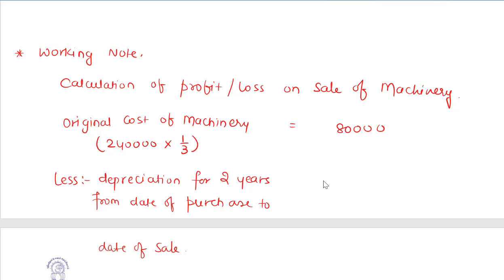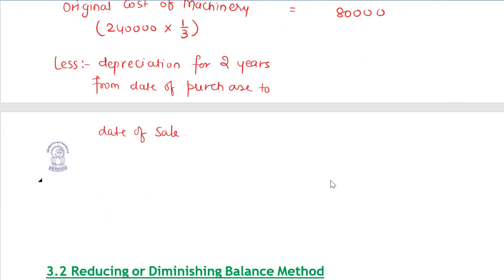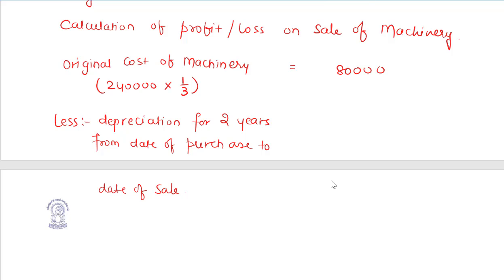For 2 years, we need to calculate depreciation at the rate of 20%. The value of machinery is 80,000, multiplied by 20% on your calculator, which is 16,000 per year. For 2 years, multiplied by 2, this is 32,000. I'll show you the calculation over here: 80,000 multiplied by 20% is 16,000, multiplied by 2 years.